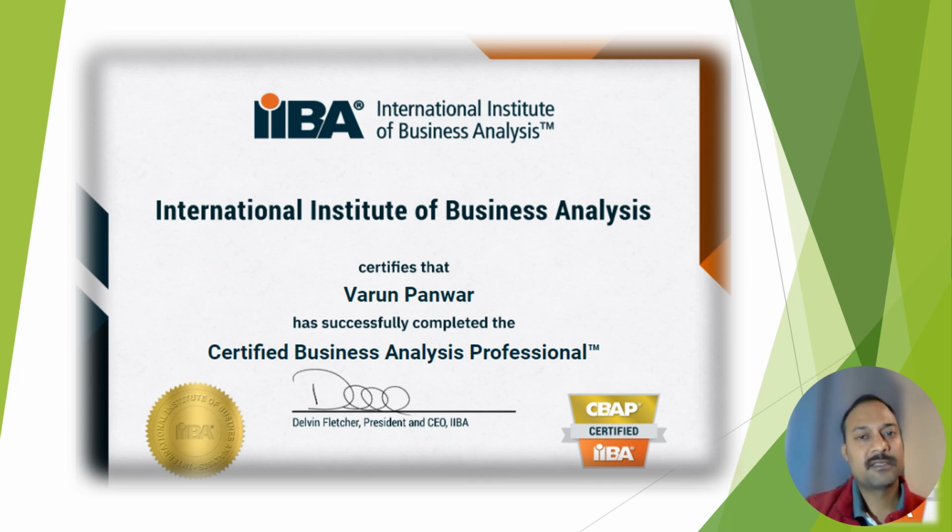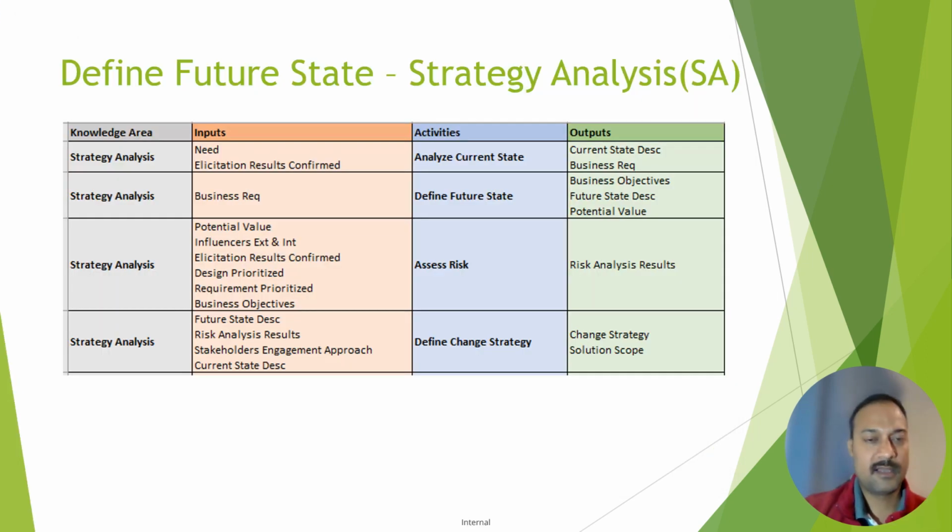So far, we have discussed the strategy analysis knowledge area, and we have covered the current state description. And today we'll talk about define future state. So let's go ahead. I'll keep showing you this table till the end of this strategy analysis, because this is important and I will show similar tables in other knowledge areas as well, because this information is just for you to memorize.